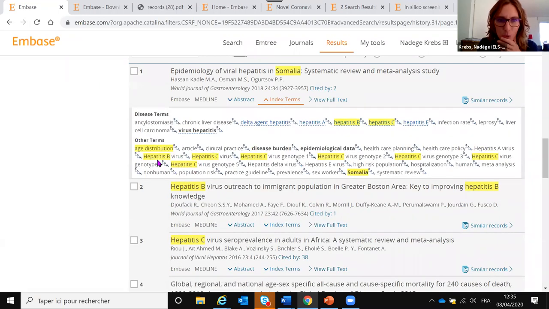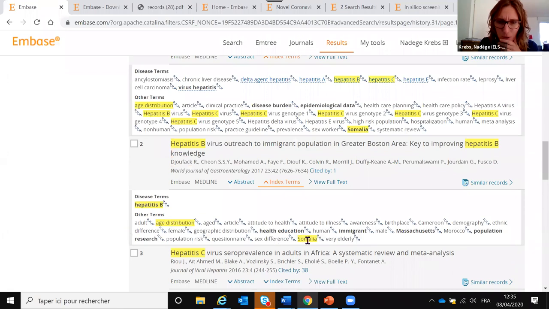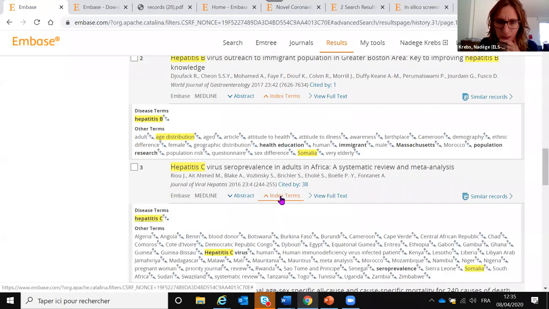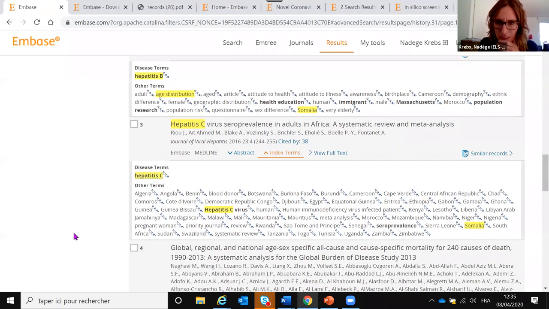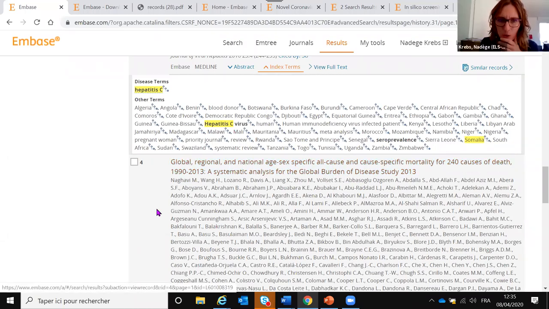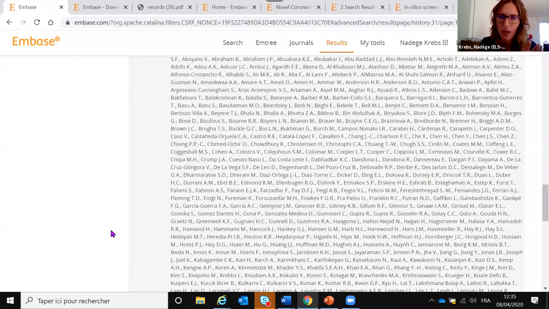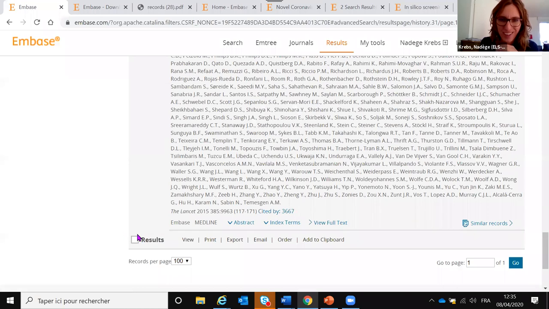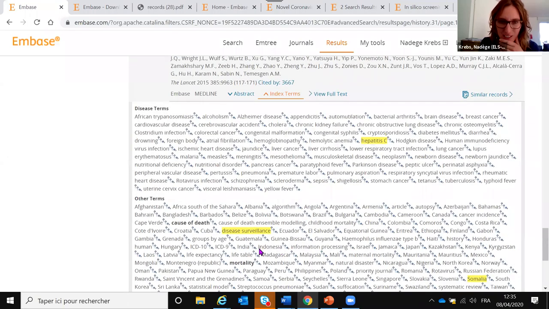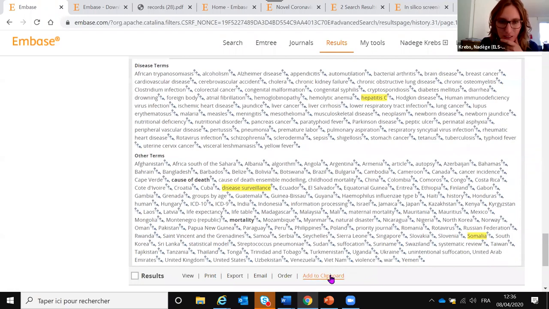So here it has age distribution, hepatitis B, C, Somalia, okay. Outreach to immigrant population in greater Boston area. Oh, but no, it did talk about Somalia, so okay. Virus prevalence in adults in Africa, systematic review. Okay, yes. And then this one, see, that's why I had burden of disease or disease burden, because in these type of studies, when you have disease burden, you see the number of authors. It's many different countries, they collaborated together. And it does have hepatitis C, disease surveillance, and Somalia, yeah. Okay?